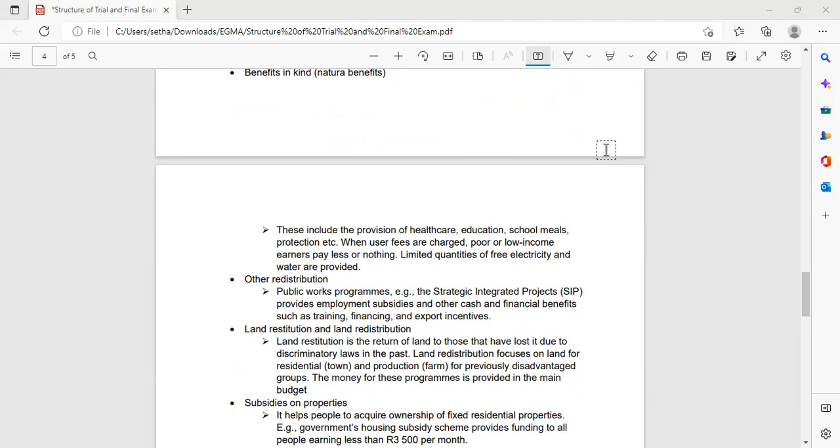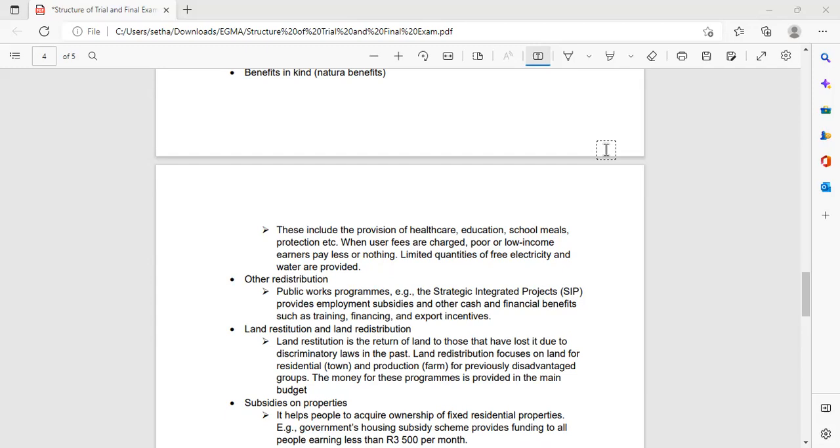Other redistribution. These include public works, for example, the SIP that provides employment subsidies and other cash and financial benefits such as training, financing, and export incentives. The land restitution and the land redistribution. The land restitution is the return of the land to those that have lost it due to discriminatory laws in the past, which is one point that the EFF is fighting for.